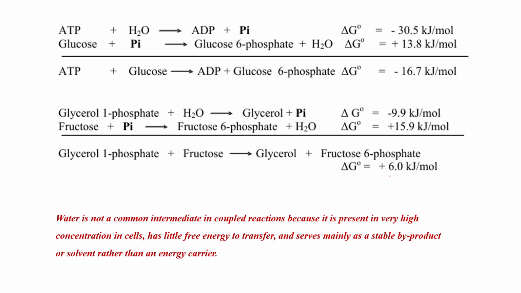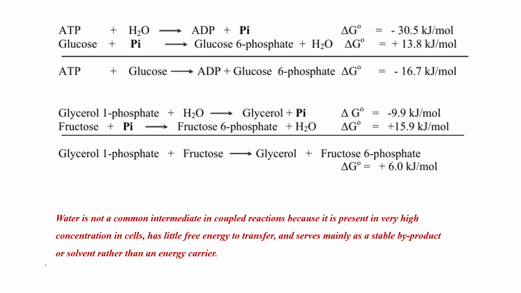Now let's look at the reason why water is not a common intermediate. Water is not a common intermediate in the coupled reaction because it is present in a high concentration in cells. Remember, in a particular cell, for instance, in a human cell, in an animal cell, in a plant cell, the content of water in each cell is very high. So it has very little free energy to transfer. And for that matter, it serves mainly as a stable byproduct, or simply it acts as a solvent rather than an energy carrier.